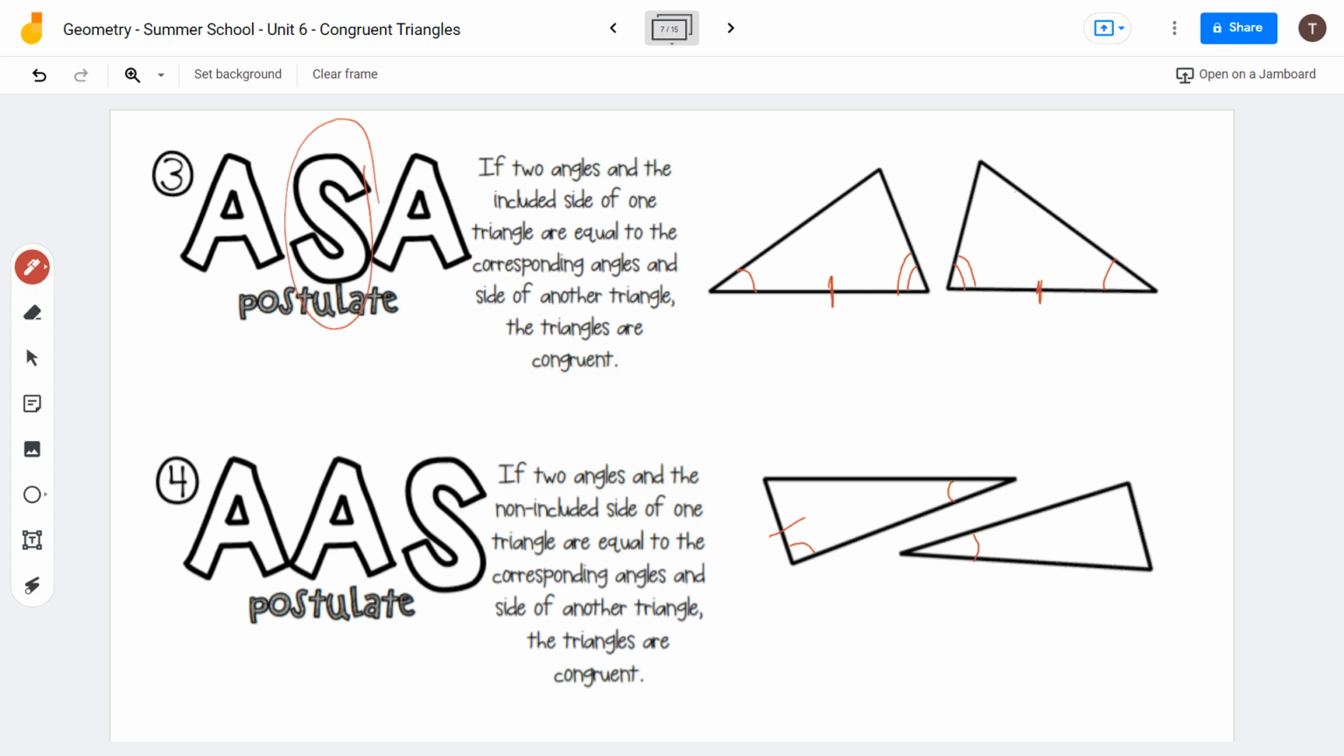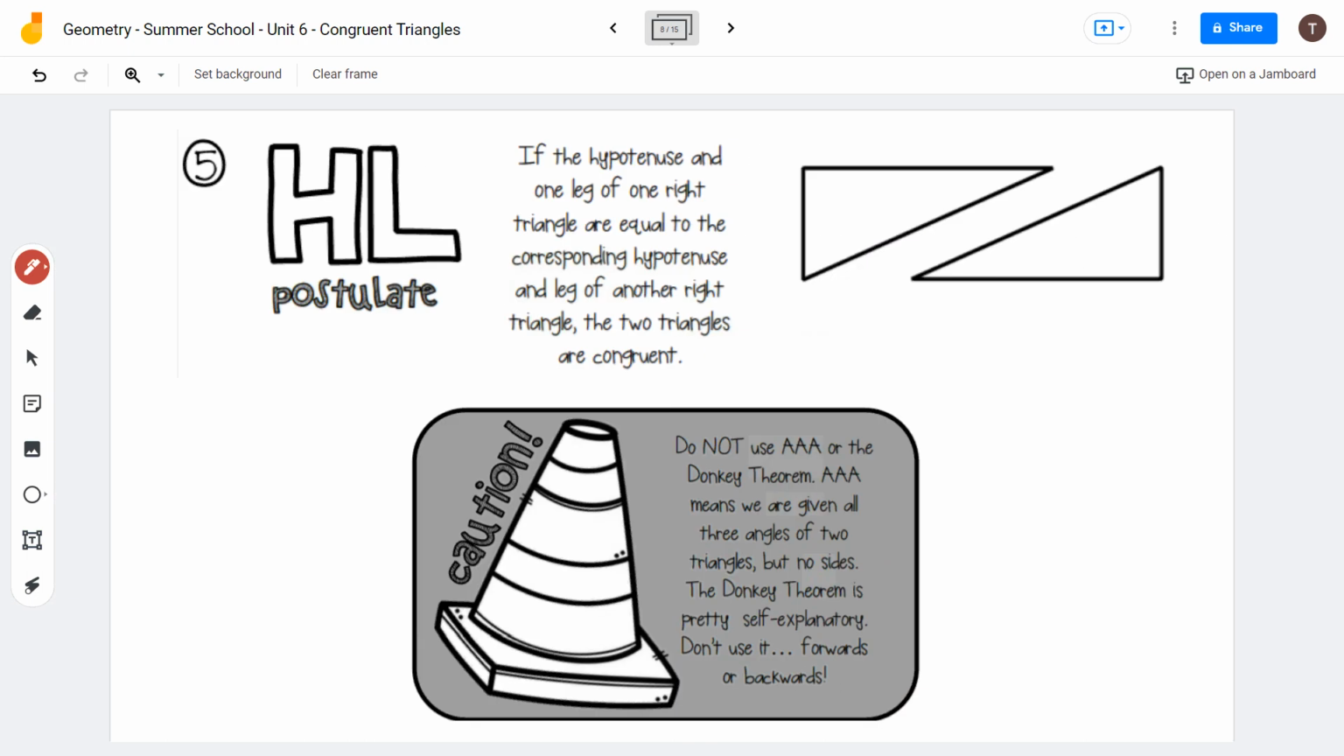Oops, I should have put maybe 2 here, sorry. Something like that. So it's going angle, angle, side, angle, angle, side. And the last one is hypotenuse leg. Now this one's only going to work with right triangles. So there's kind of our third piece of information. But we have a leg congruent to a leg, and we have a hypotenuse congruent to the hypotenuse, and that's enough. So SSS, SAS, ASA, AAS, and HL.